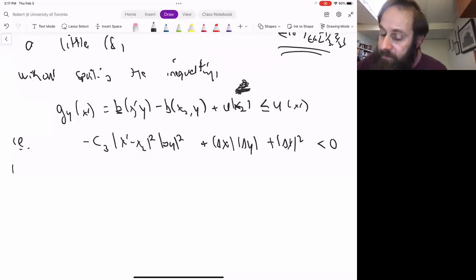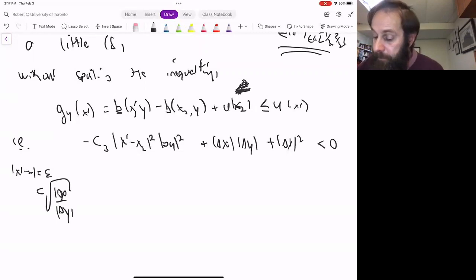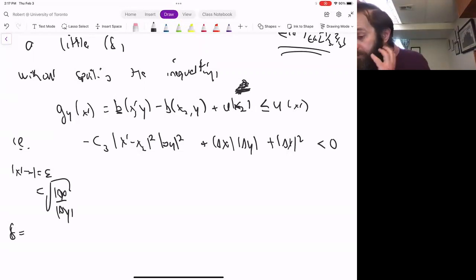The idea is that if x prime minus x is epsilon, which is square root of delta x over delta y, and delta, where did delta come into it? Oh yes, sorry, so I've missed where delta came into this.